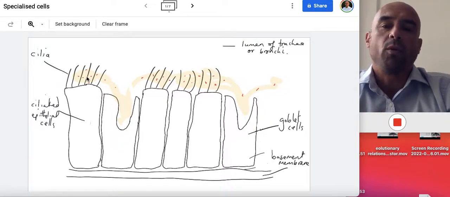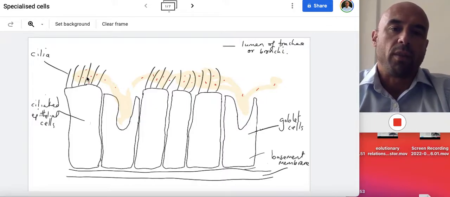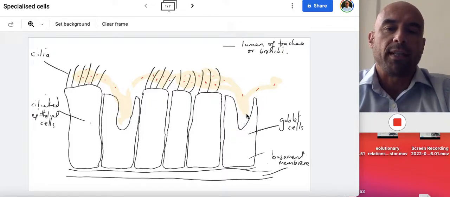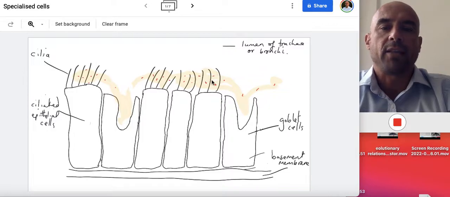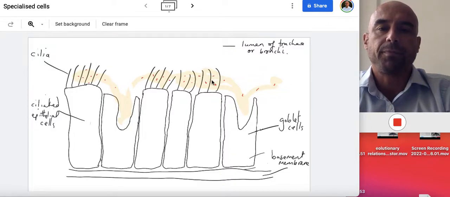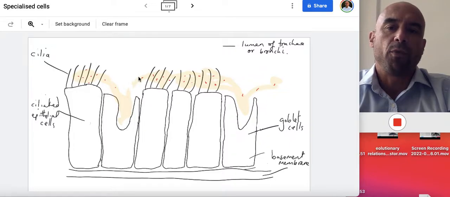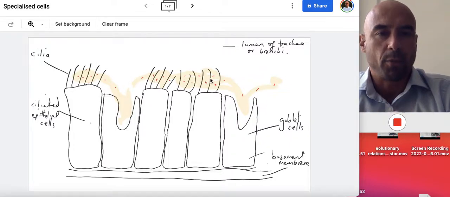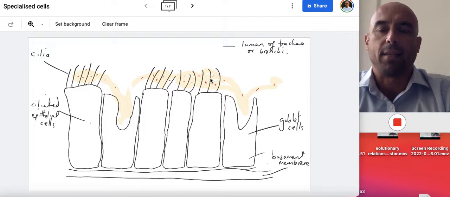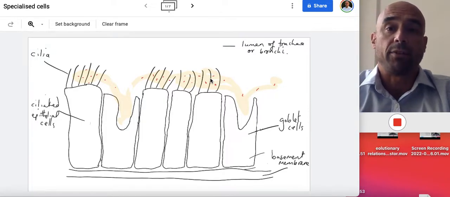So the cilia work in conjunction with goblet cells. The goblet cells produce the mucus. So the mucus gets trapped by the cilia. Within the mucus, you get any particles or dust or pathogens which are trapped. The cilia then move or waft the mucus to the top of the respiratory tract where it can be swallowed or spat out.